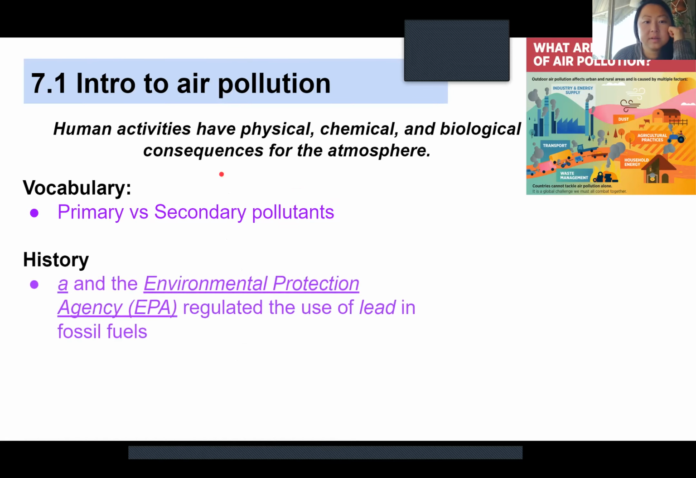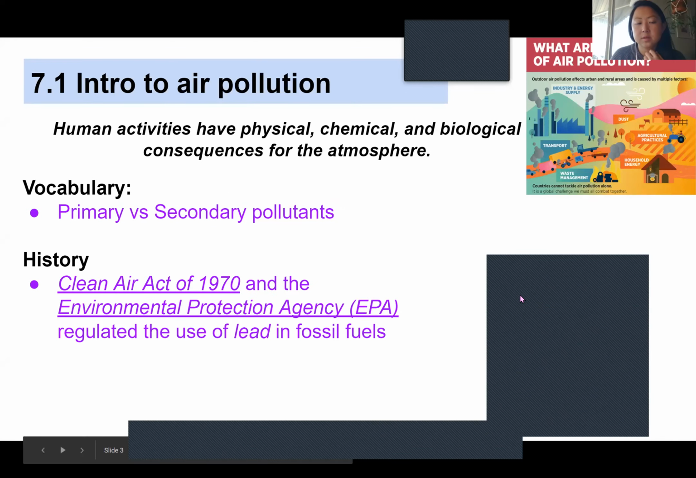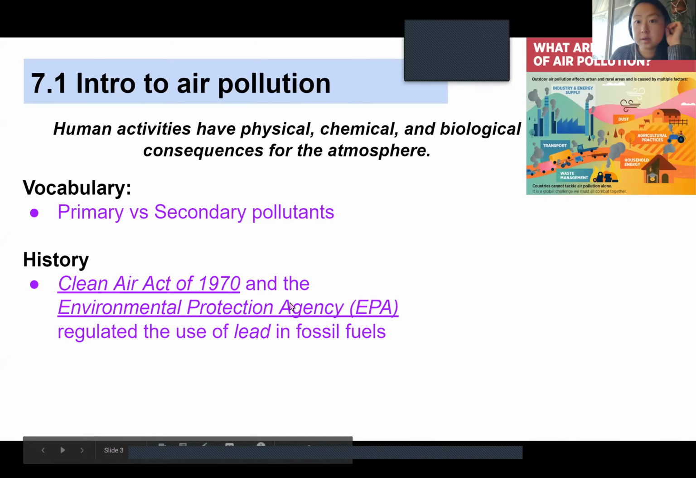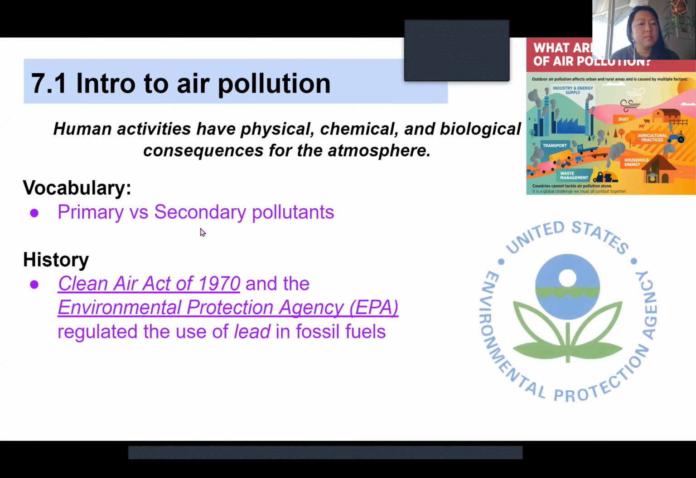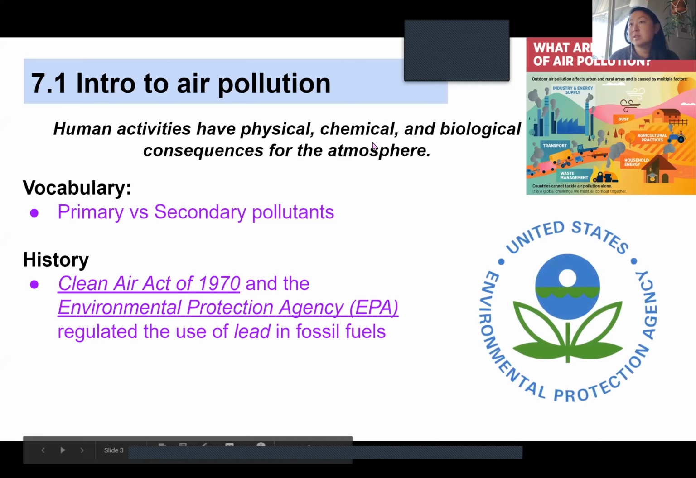A little bit of history they want you to know. Oops, let me finish that sentence. There we go. Okay, so one of the significant parts of legislation that was passed for air pollution was the Clean Air Act of 1970, which was big, and then the Environmental Protection Agency. So both of which regulated the use of lead in fossil fuels, and so it significantly decreased the amount of lead in the air. Not sure why that is a tidbit the AP test wants you to know, but that's one of them.